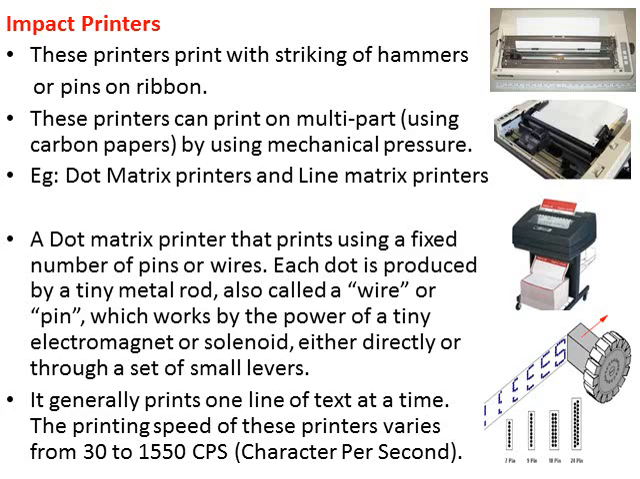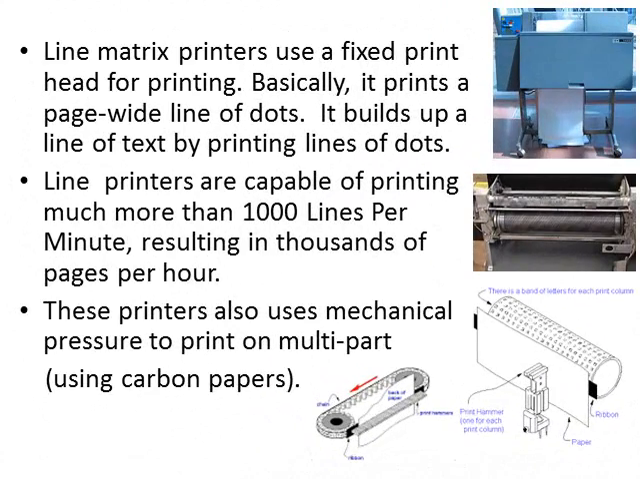The printing speed of these printers varies from 30 to 1550 CPS, that is, characters per second. Line matrix printers use a fixed print head for printing. That is, it prints a page-wide line of dots, and it builds up a line of text by printing lines of dots. You can see the picture of an old line matrix printer. They are capable of printing much more than 10,000 lines per minute, resulting in thousands of pages per hour.